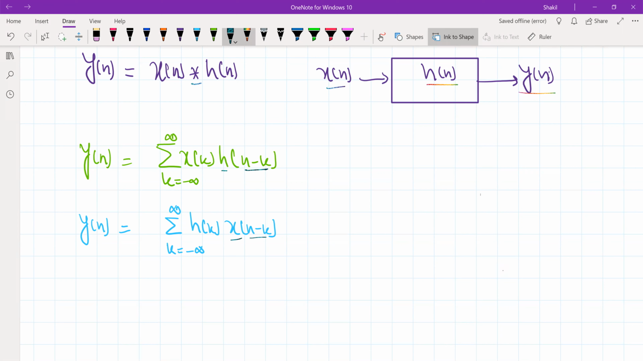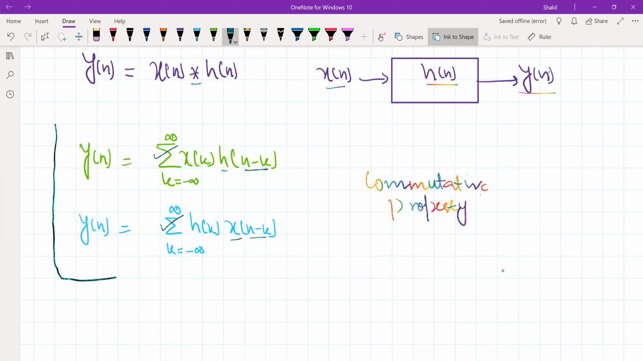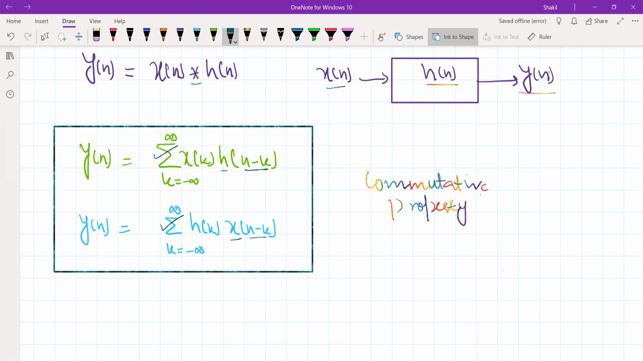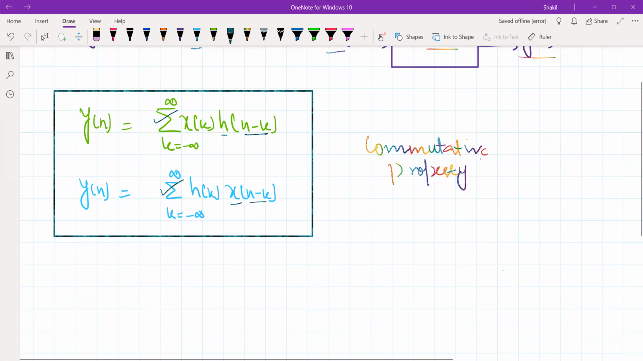In other words, we can perform the convolution between x and h either using this summation formula or this summation formula, and this is referred to as the commutative property of convolution. In other words, we can take either the convolution using the first summation formula or the second summation formula. So this is how we can perform the convolution between these two sequences x and h.